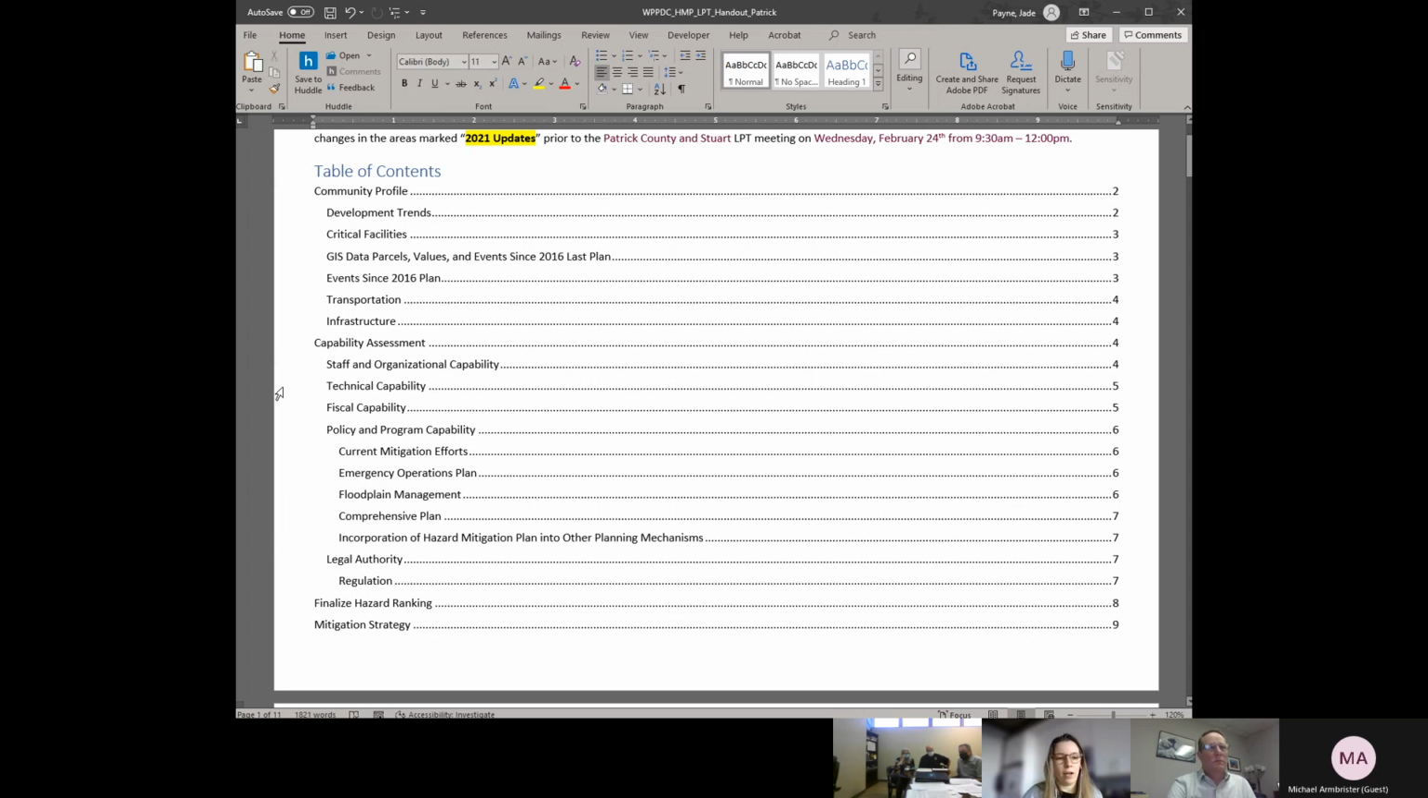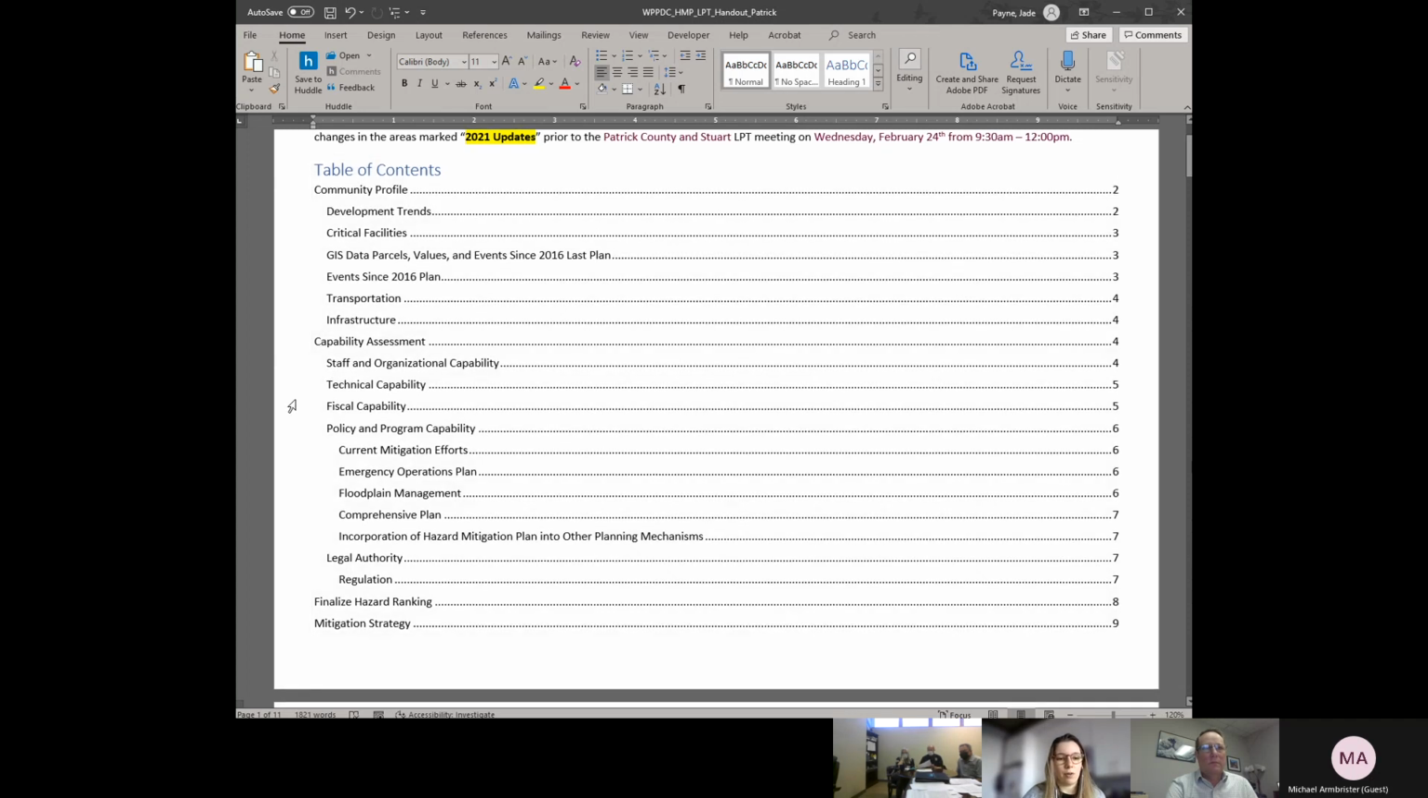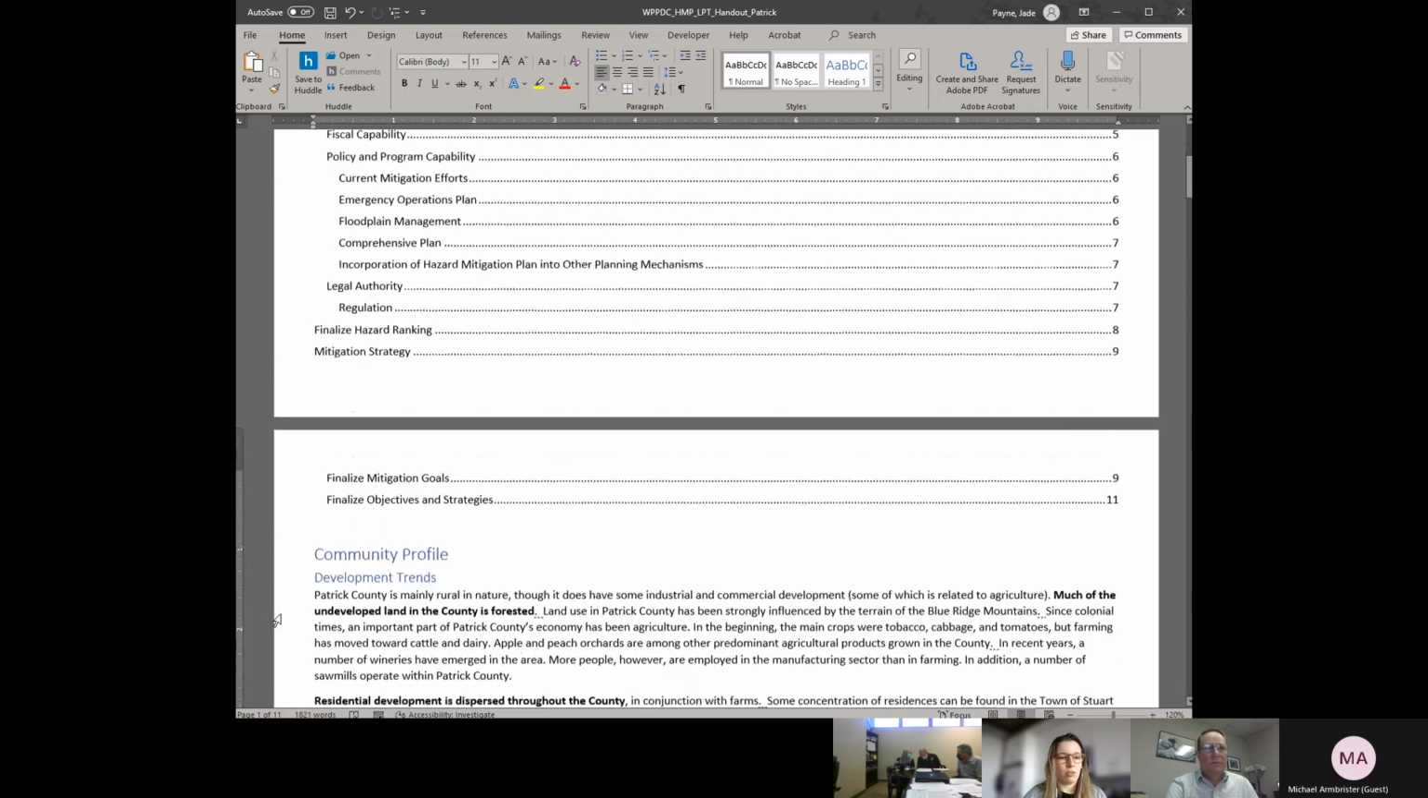This is more about how the county staff is set up, their ability to handle some of the hazards that may arise, get into current mitigation efforts, any other plans like an emergency operations plan, comprehensive plan, things like that exist. And then we will finish out with an overview of the hazard ranking from the 2016 plan, as well as the mitigation strategies that Scott mentioned, and that's when we'll bring up the Excel sheet.